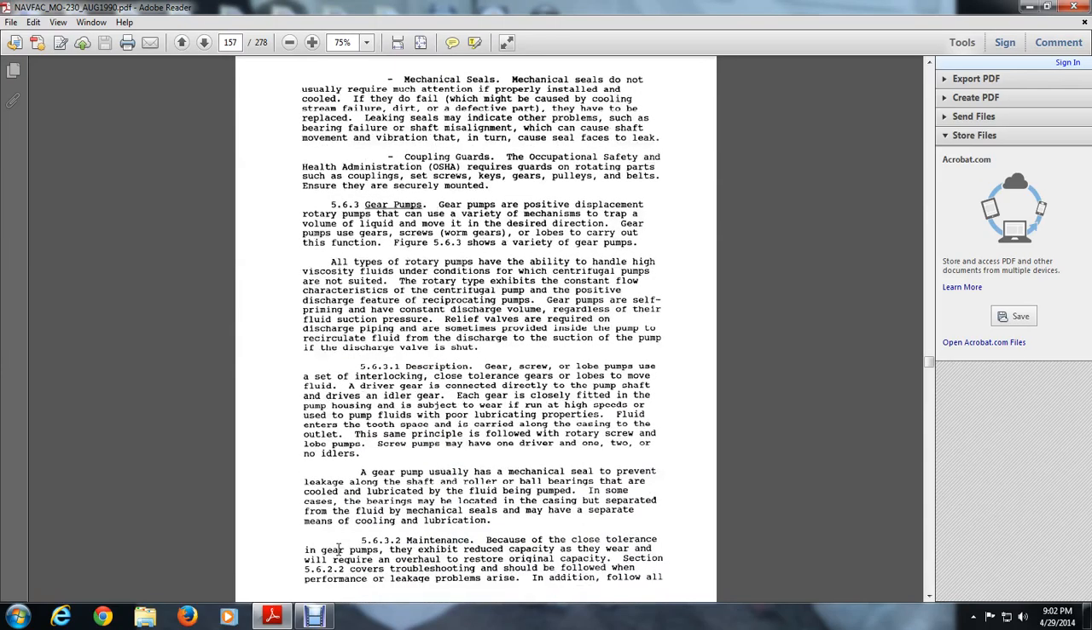5631 Description: Gear, lobe, and screw pumps use close tolerance interlocking gears and lobes to move the fluid. A driver gear is connected directly to the pump shaft and drives the idler. Each gear is closely fitted into the pump housing and is subject to wear, especially if run at higher speed and used to pump fluids with poor lubrication properties.